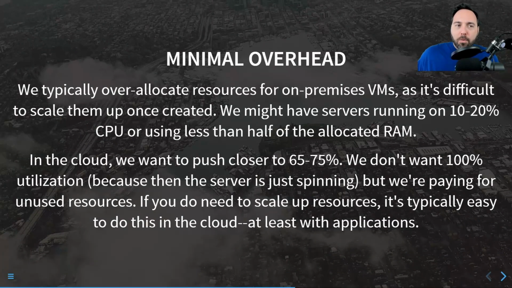Typically, when we're working on premises, we're having to think ahead 5 years. And so we bought that new hardware, it has to last us 5 years. And we tend to over allocate resources for on-prem VMs because it is difficult to scale them up once we've created them. It is easy for me to request, here's a SQL Server instance, I need 16 cores, I need 128 gigs of RAM.